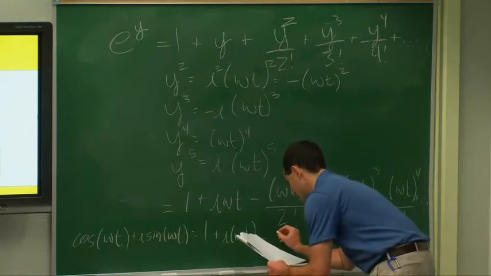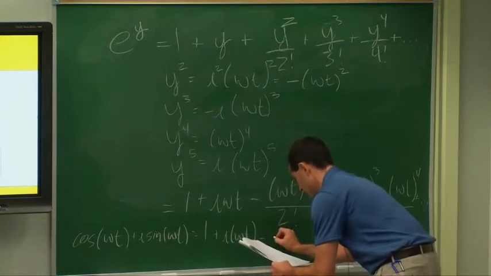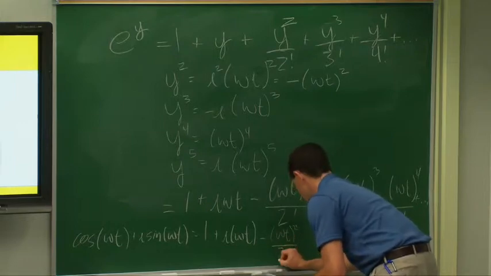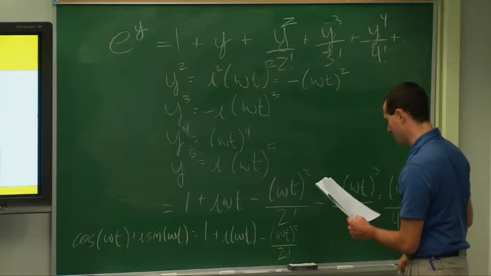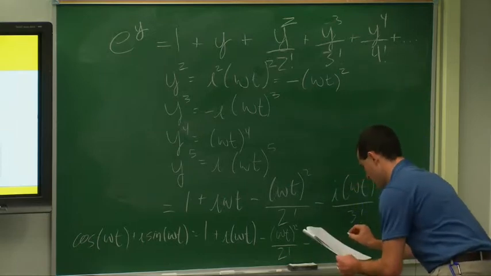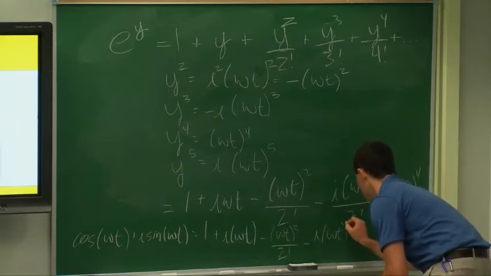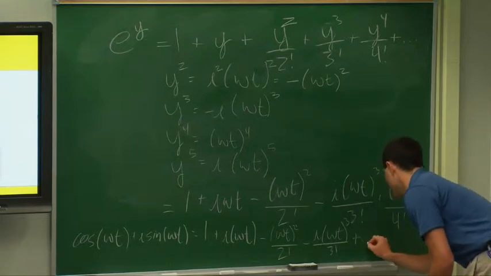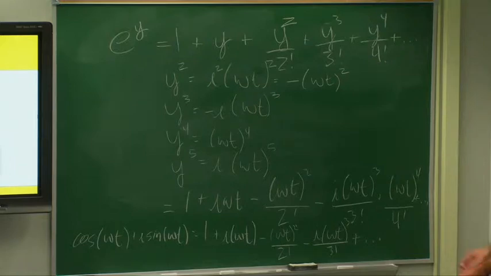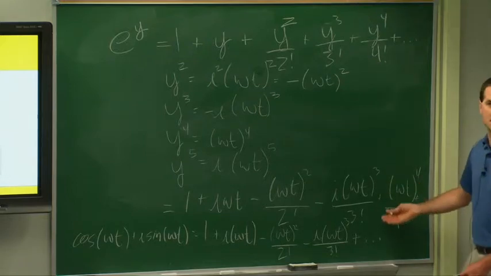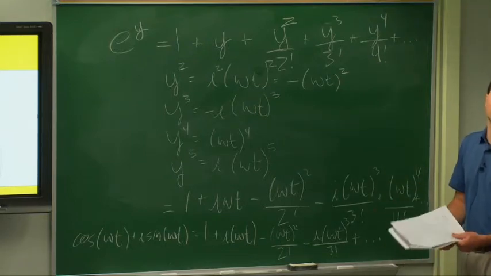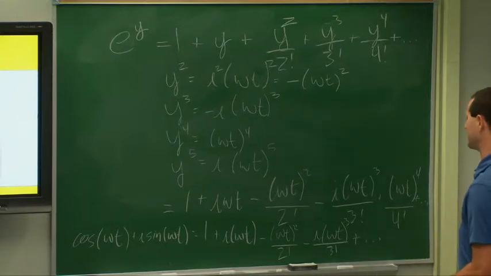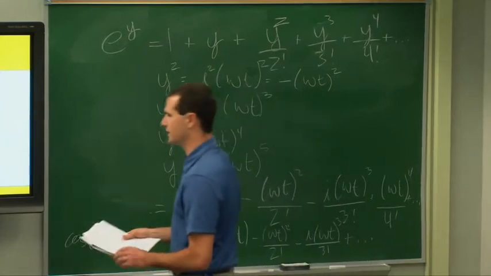And then the next component, omega t squared over 2 factorial from the cosine. And then the i from the sine. And then I just go on and on and on. And what I can see is that these are the same. I've just proven that they're identically equal to each other out to an infinite number in the expansion.